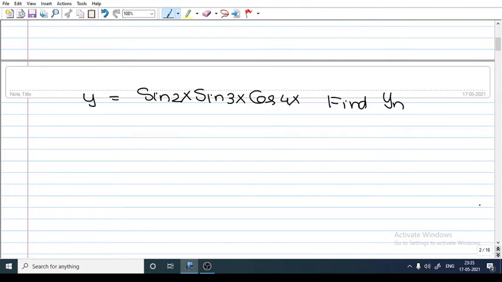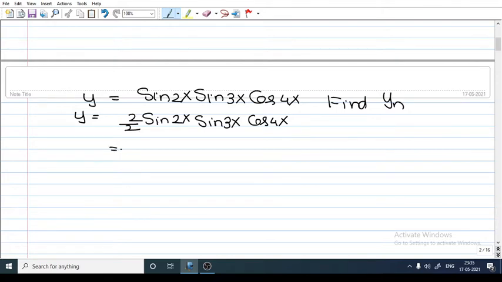Now how will we proceed with this problem? This problem is similar to the problem which we have done earlier. So what is the first step? We will multiply and divide by 2. Why? Because we can apply 2 sine A sine B. So we will do that here. y equals 2 upon 2, sine 2x into sine 3x into cos 4x as it is.